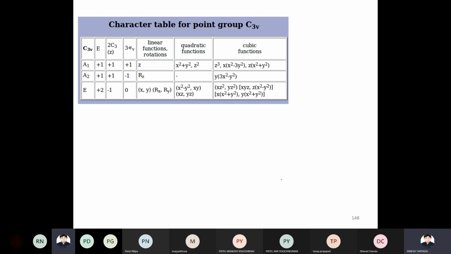Suppose you want to calculate E cross E, then what happens? In this case, you want to calculate E cross E direct product. So what are the entries of E, 2C3 and 3 sigma V? E has to be taken two times. Let's write the entries. 4, 1, 0. 4, 1, 0, good. How is it possible? What is its answer? It is E cross E belongs to direct product. So the entry comes out like this, 4, 1, 0.